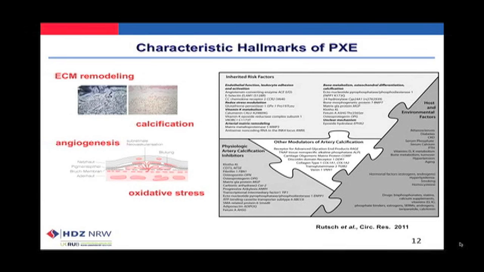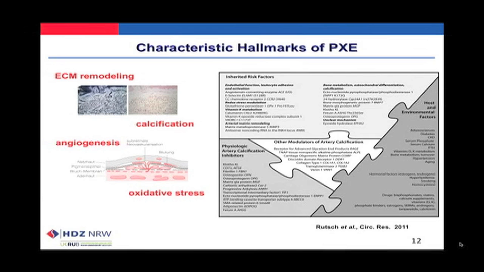You have physiological arterial calcification inhibitors, where ABCC6 is now also listed as one of the important proteins in this pathway. You have modulators of arterial calcification. This might be proteins which affect the structure of matrix structures, for instance, that might be prone to bind more crystals.